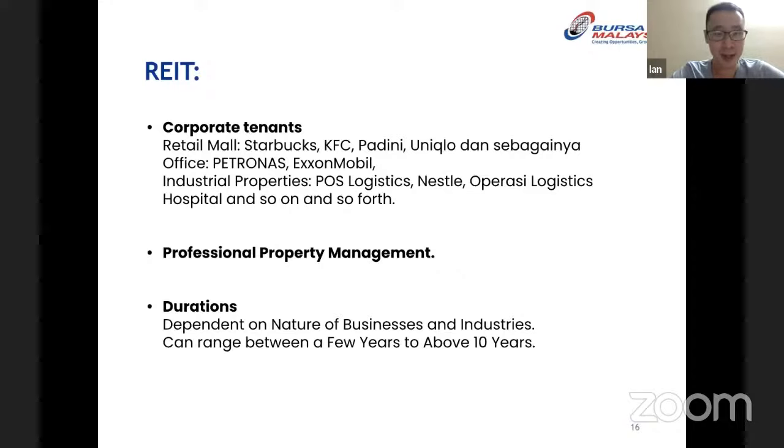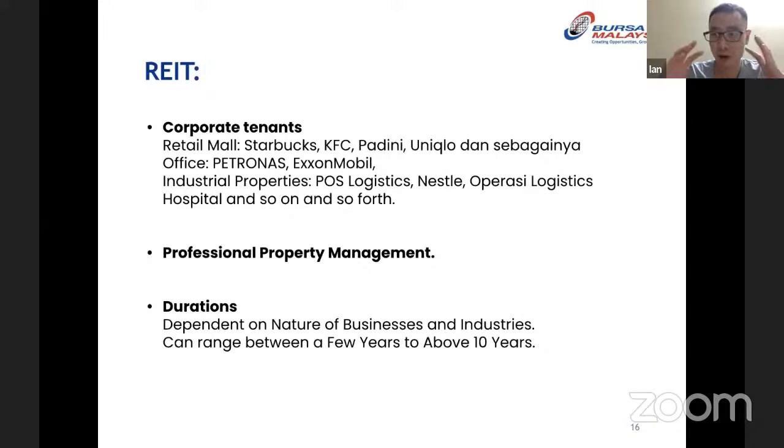All right, and you can have all kinds of corporations to become your tenants. So that is actually for office buildings. And for Axis REIT, where they have warehouses and small factories or logistics properties as their investment properties, well, they can have another group of tenants like Post Logistics, Nestle, and so on and so forth.